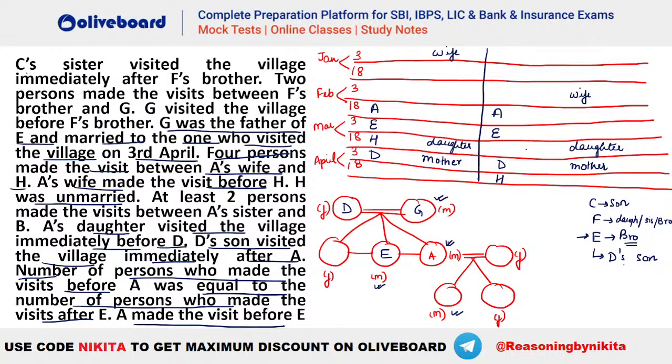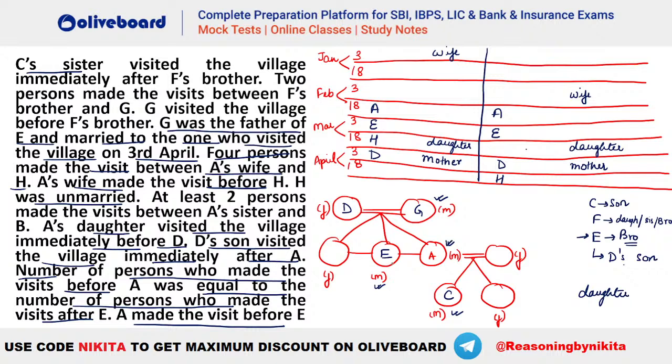And what was given here? C's sister is immediately after F is brother. So who is C's sister? That means daughter, right? So if we check out this relation, this should be daughter is immediately after F is brother. F is brother, you can see F can either be the son, but already we have seen that C is the son, right? We have placed C as the son. So who should be F here? You can see that we can have this person, that is who should be F is brother.